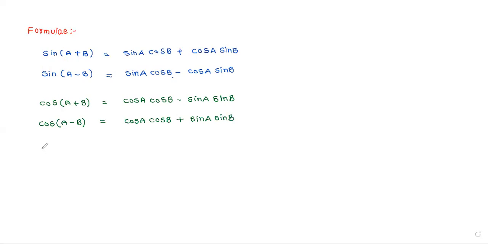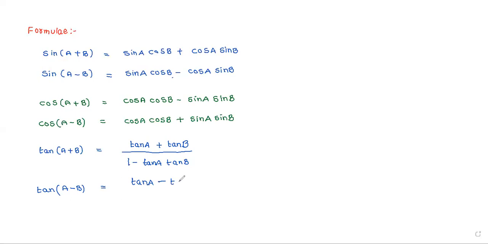Next formula, tan of A plus B. Tan of A plus B is equal to tan A plus tan B by 1 minus tan A tan B. Tan of A minus B is equal to tan A minus tan B by 1 plus tan A tan B.